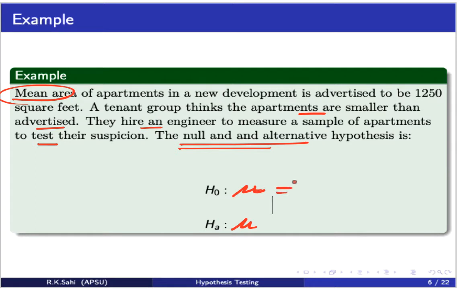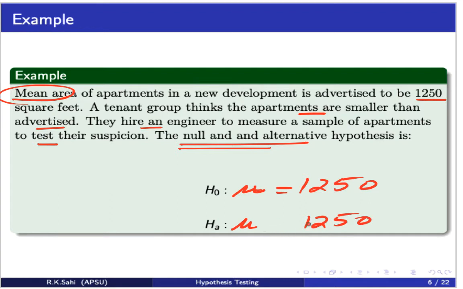Okay, now what is that hypothesized value? The hypothesized value is the one which is also given in the first sentence. Let's read it again. The mean area of apartments in a new development is advertised to be 1250 square feet. That's the number which goes here. Similarly, the alternative hypothesis will also have this number.